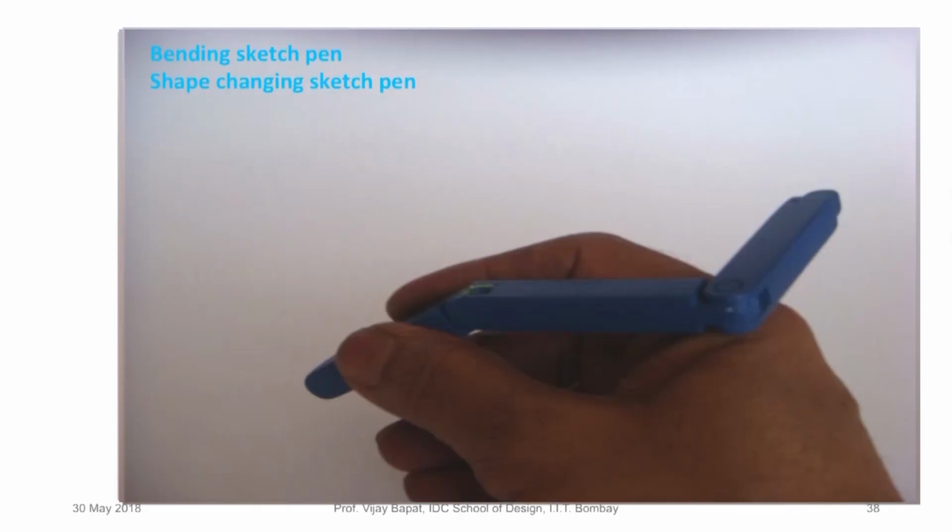Bending sketch pen. Bendability. Should it bend only in one plane or can it bend in 2 planes? Possible? And this will allow a total different grip.